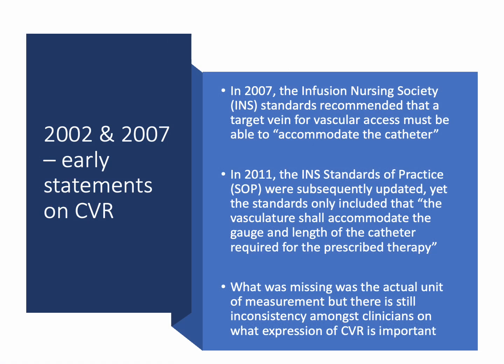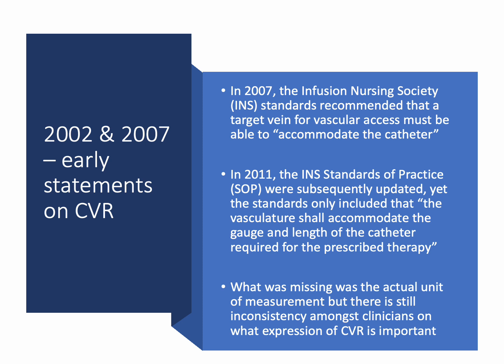When we think about catheter vessel ratio and some of the early statements, in 2007, the Infusion Nurses Society standards recommended that the target vein for vascular access must be suitable to accommodate the catheter. A very indistinct and generic approach to a description, and pretty straightforward in that particular instance because there was probably no real evidence around at that time.